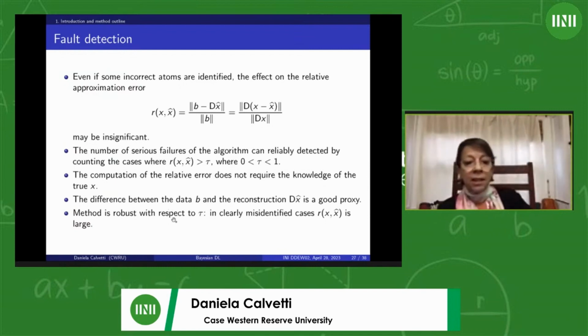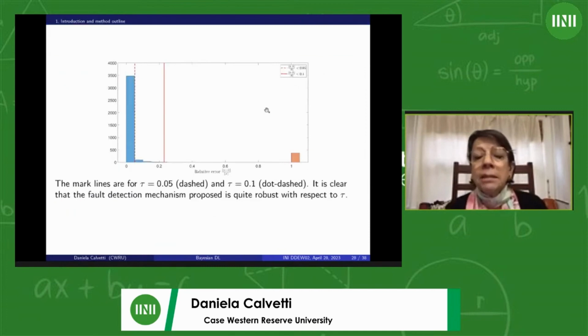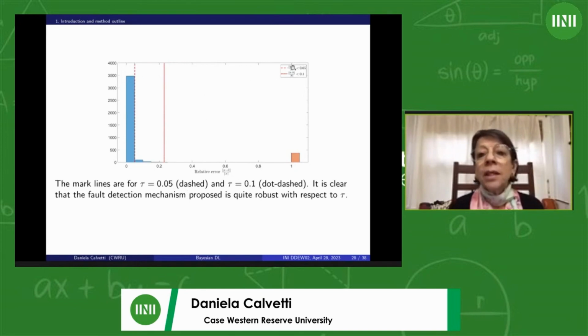And we tested with respect to tau. And we saw that this is the relative error that we compute, but we don't know how to evaluate in general. And this is corresponding to the cases where this proxy was less than 0.05, so it's a very good performance here, or 0.1. So we have identified a fault detection mechanism.